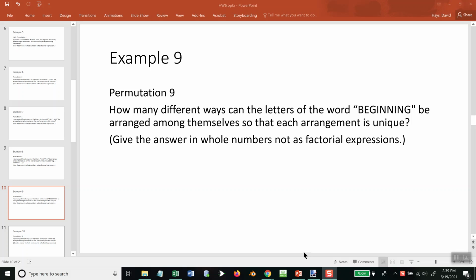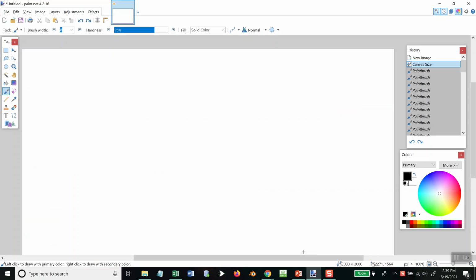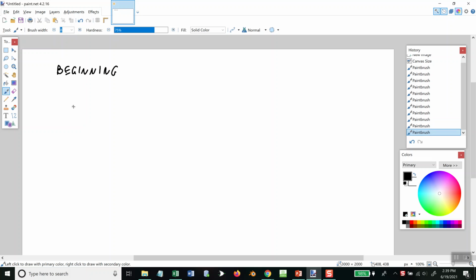How many different ways can letters of the word beginning be arranged on themselves so each arrangement is unique? It's permutation, and we have repeated items. So it tells us the beginning. The total number of letters goes on top. 1, 2, 3, 4, 5, 6, 7, 8, 9.